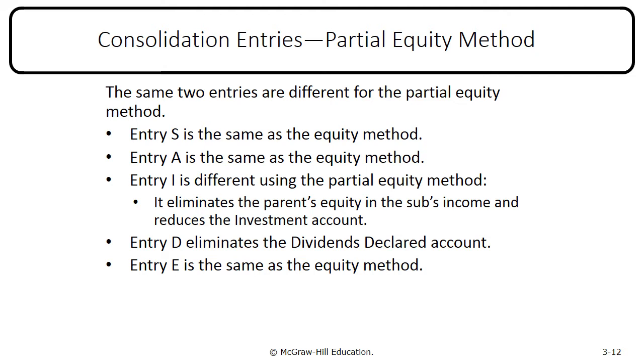You eliminate the subsidiary's book value of equity. You then write your assets up and down at acquisition. Entry I is different using the partial equity method. It eliminates the parent's equity in the sub's income and reduces the investment account.